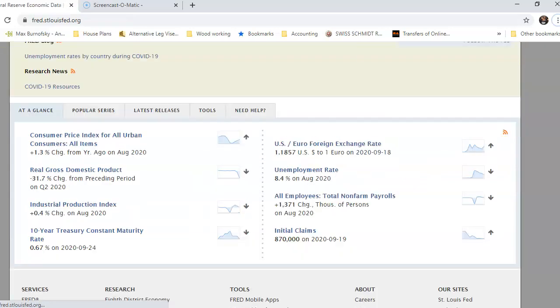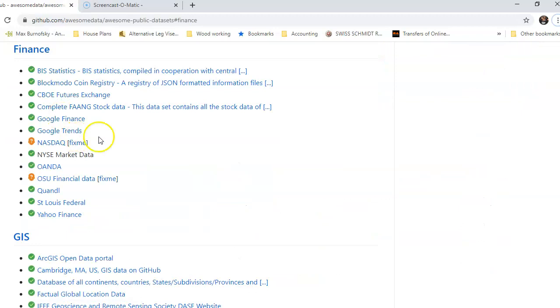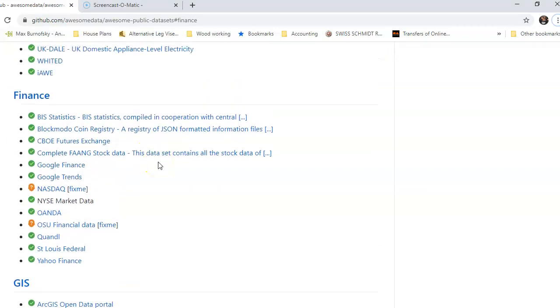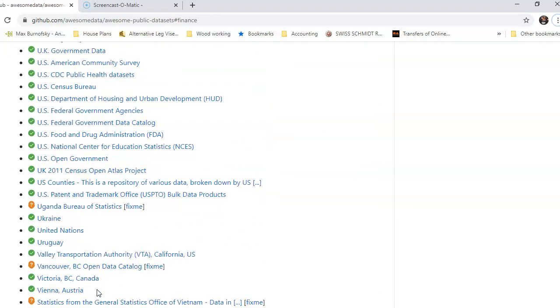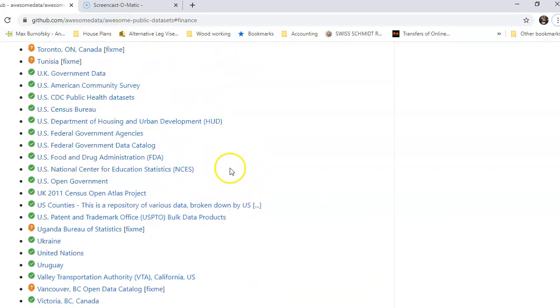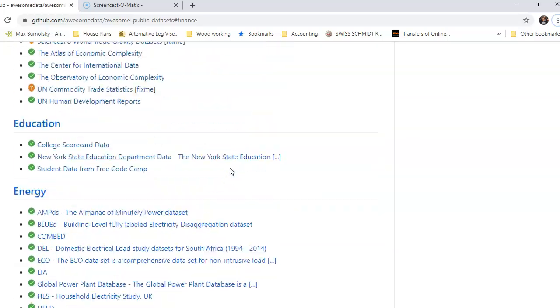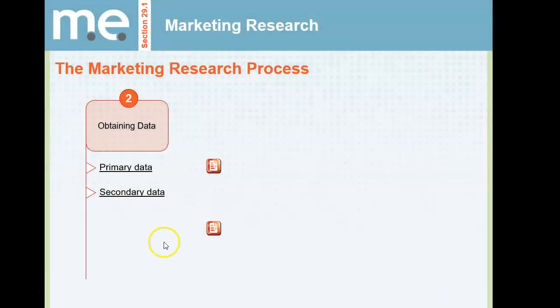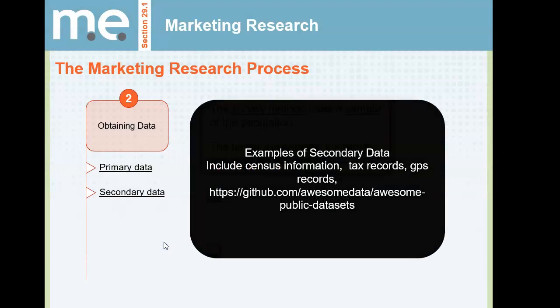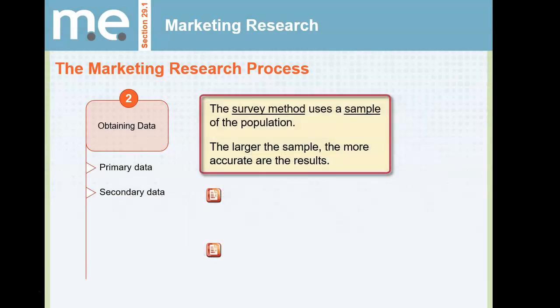And I'll back up just to show you this website is loaded with literally all types of stuff on here. And that's just the finance section. These are all different data sets, or taking you to locations that have their own data. So, but back to this. We talked about data. All right.